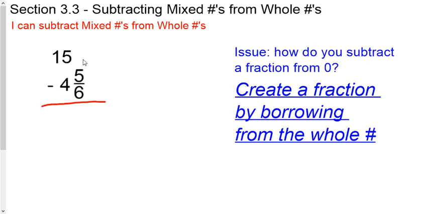And then here's the issue. There's nothing to subtract the fraction from. So this is all that we have to do. Borrow from the whole number. This goes down to 14, and that means we've borrowed 1.